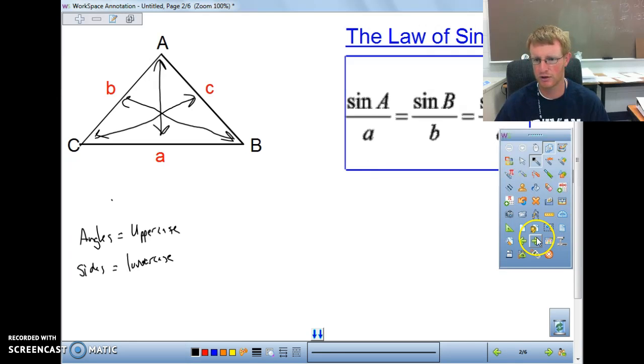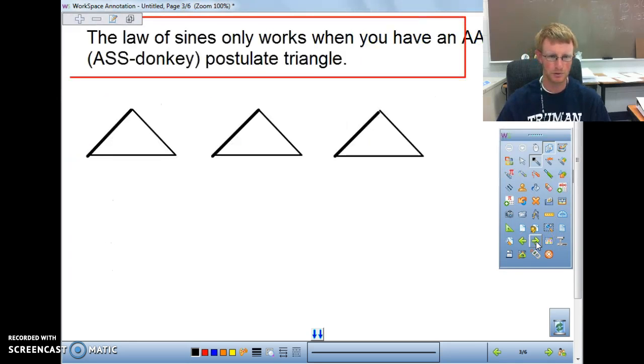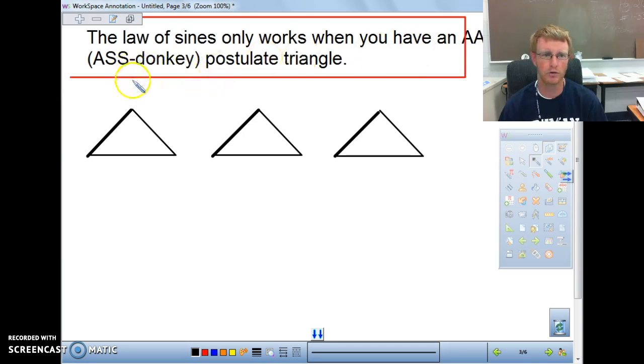Okay, let's first talk about when the law of sines works. The law of sines will only work when you have angle, angle, side. So that's the first one that you see. Angle, side, angle, or angle, side, side, the big joke in geometry, the donkey one, and we'll talk about that a little bit later. So we have 3 situations here. Let's just label what that would maybe look like.